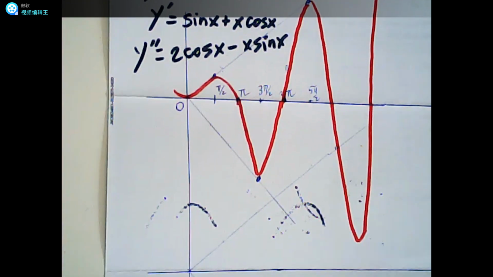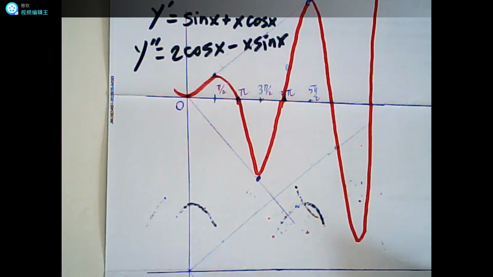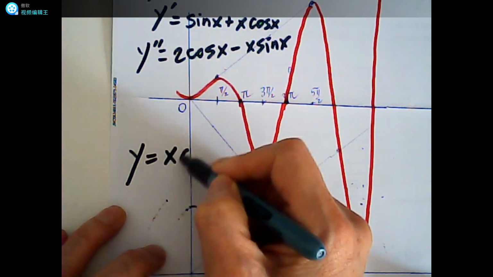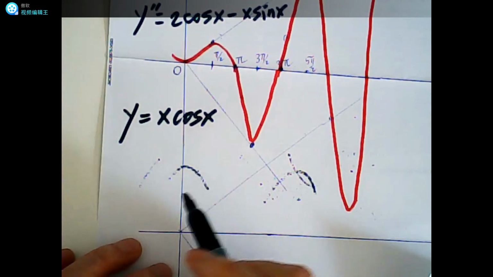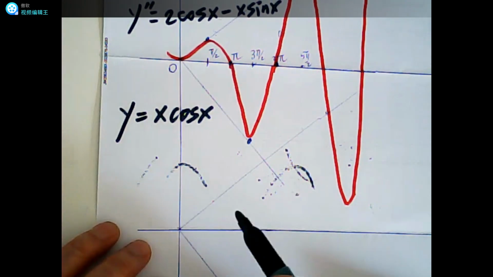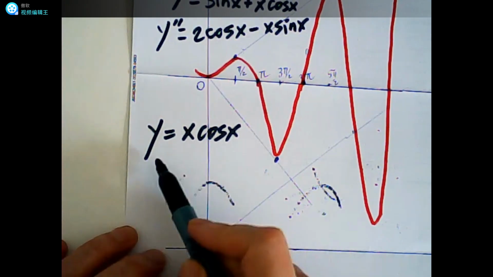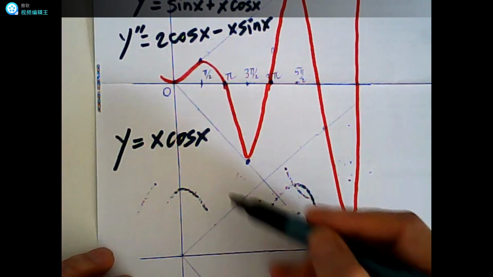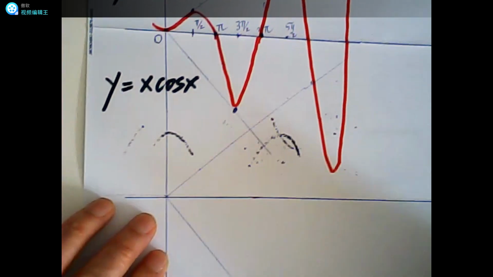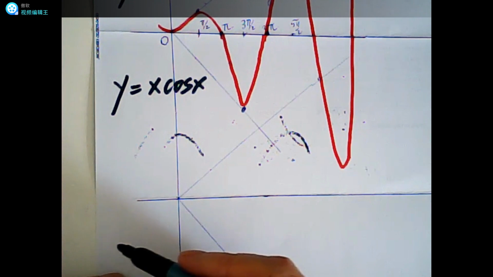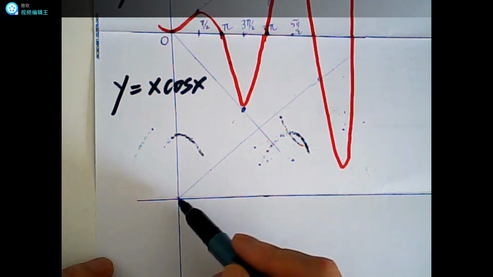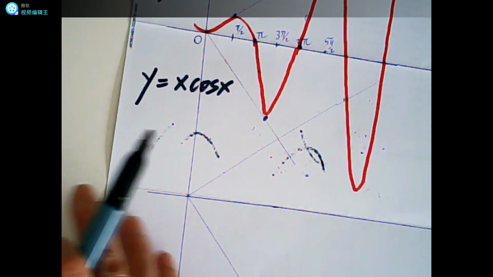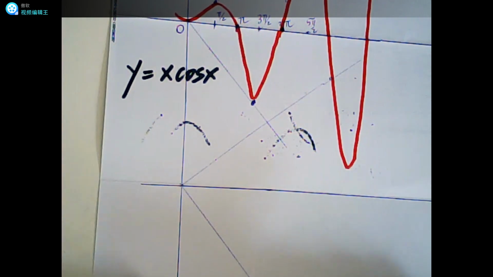Okay, to continue, this function: y is equal to x cosine x. We just analyze it in a similar way. This function is an odd function. Therefore, we just need to draw half of the curve, and the other half using symmetry. The curve is symmetrical with respect to the origin. We just rotate the curve 180 degrees. You get the other half of the graph.